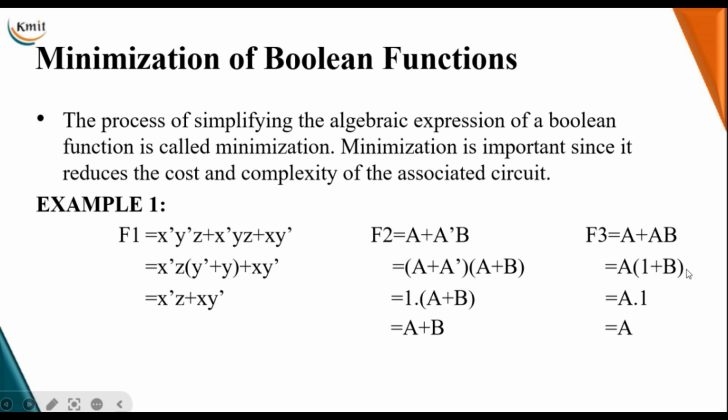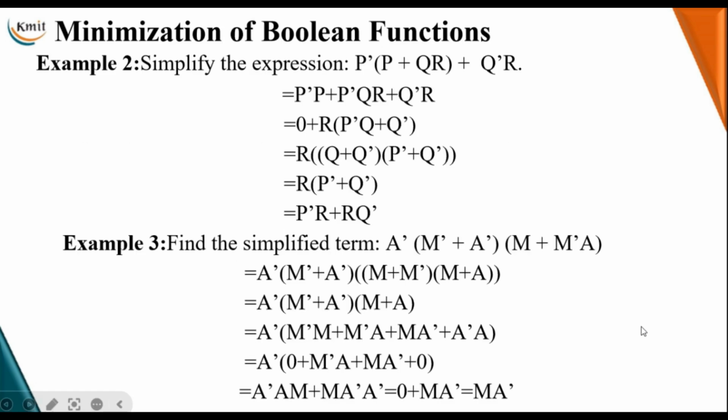1 or of B using your OR laws. So it is always equal to 1. So hence here A and of 1 is equal to A.